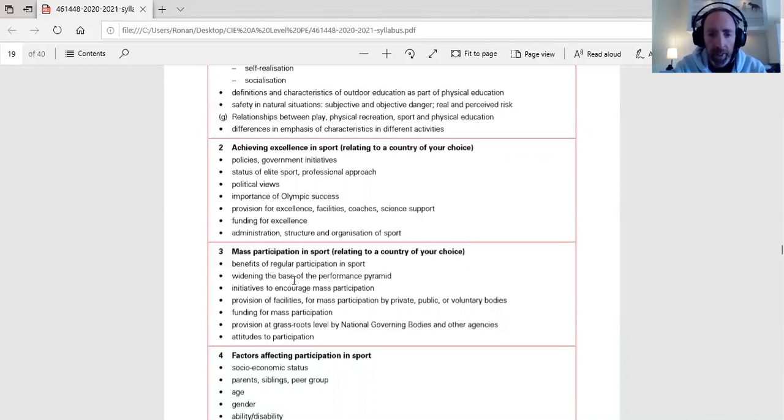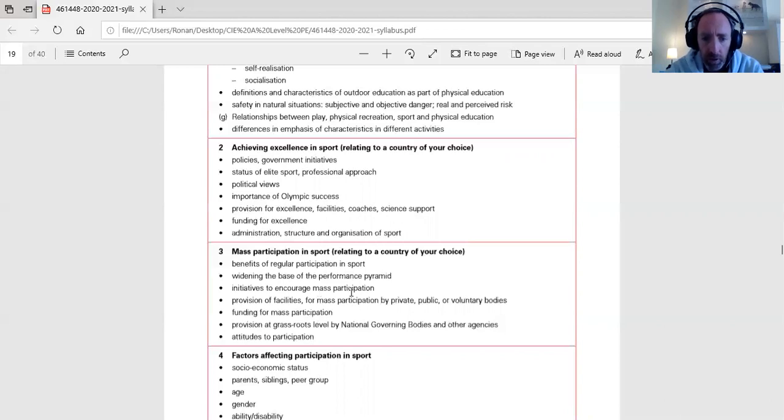We look here at widening the base of the performance pyramid. We've got the 4 levels of the performance pyramid, and we're looking at the base, the foundation level. This is the introduction to sport, grassroots. So the introduction to sport for young people, adults trying a new sport, for example, school sport, the establishment of taster sessions, coaches going into schools, etc., and the benefit that has on participation within the population.